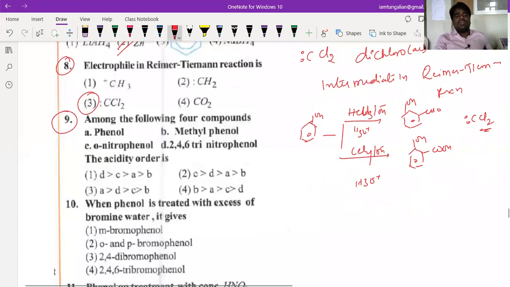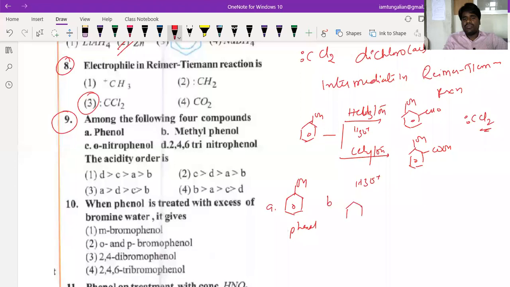So look at question number 9. Among the following 4 compounds: phenol, methyl phenol, orthonitrophenol, 2,4,6-trinitrophenol. If I give the structures, beta, this is your phenol, and this is your A. What is your B, beta? B is methyl phenol. Methyl phenol, in the sense he has not specified the position. Let us assume it can be anywhere, either at ortho position or para position. That doesn't make much difference. This is your orthonitrophenol, beta.